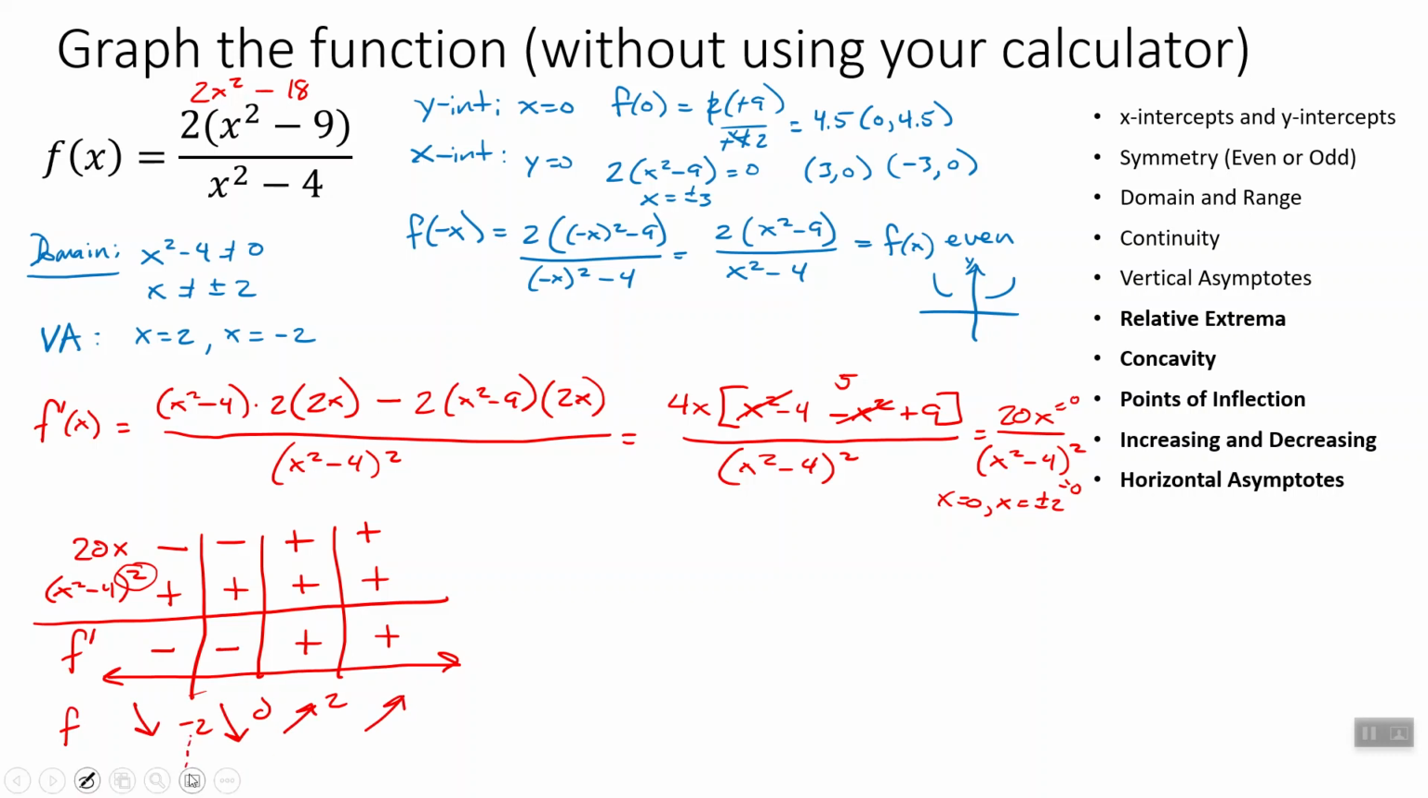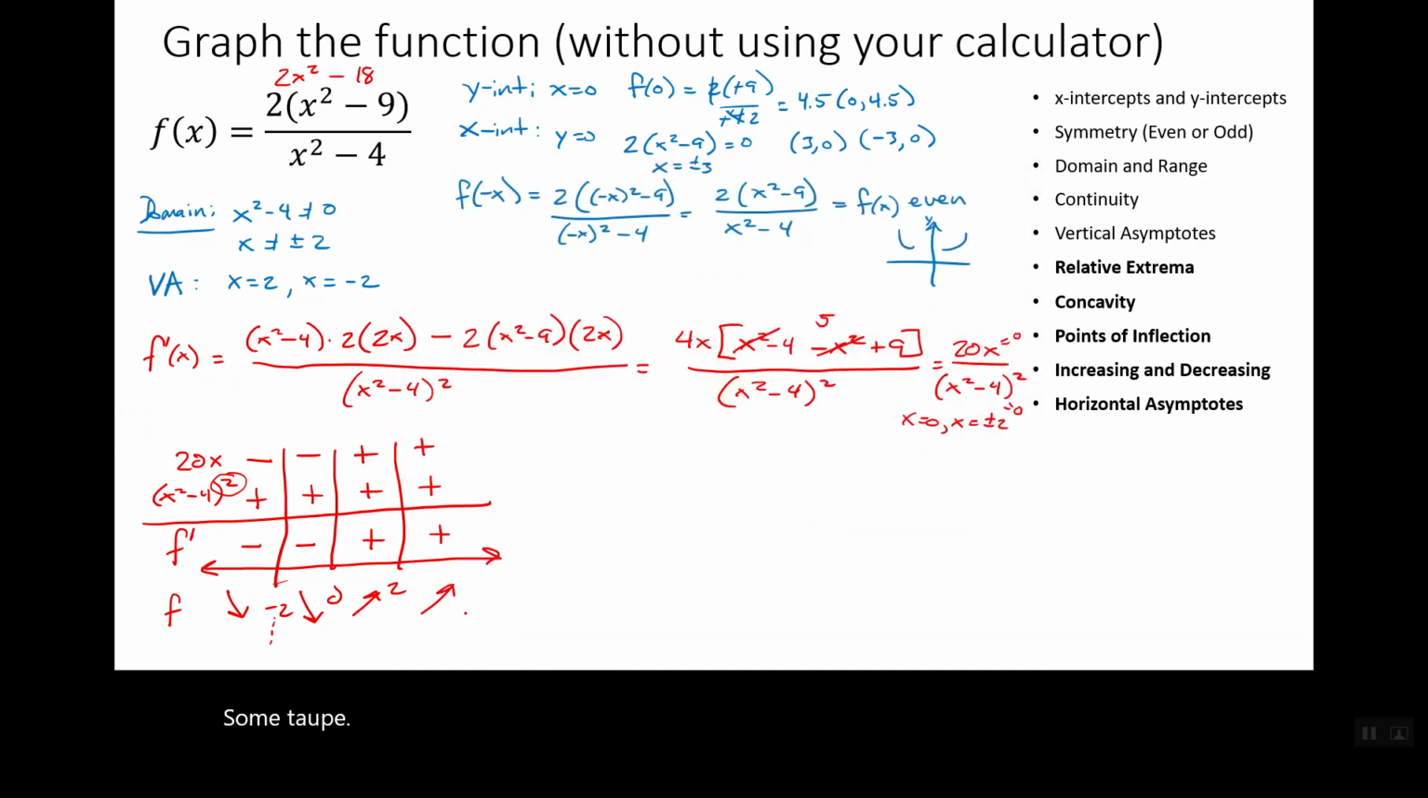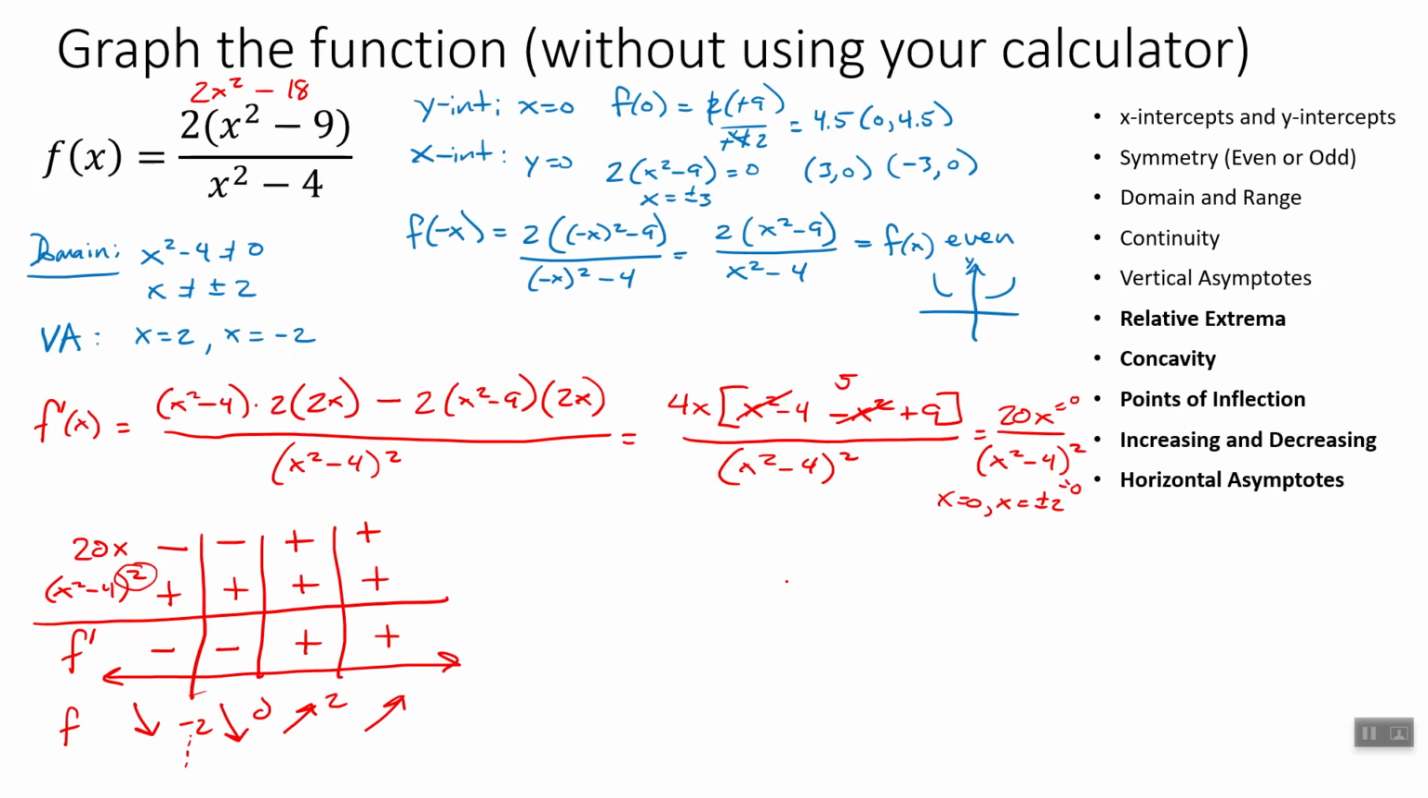So right here at negative 2 is a vertical asymptote. And over at 2, we have another vertical asymptote. At 0, we're going to have a relative min. All right, so we already actually have the point at 0. (0, 4.5) is a relative min.